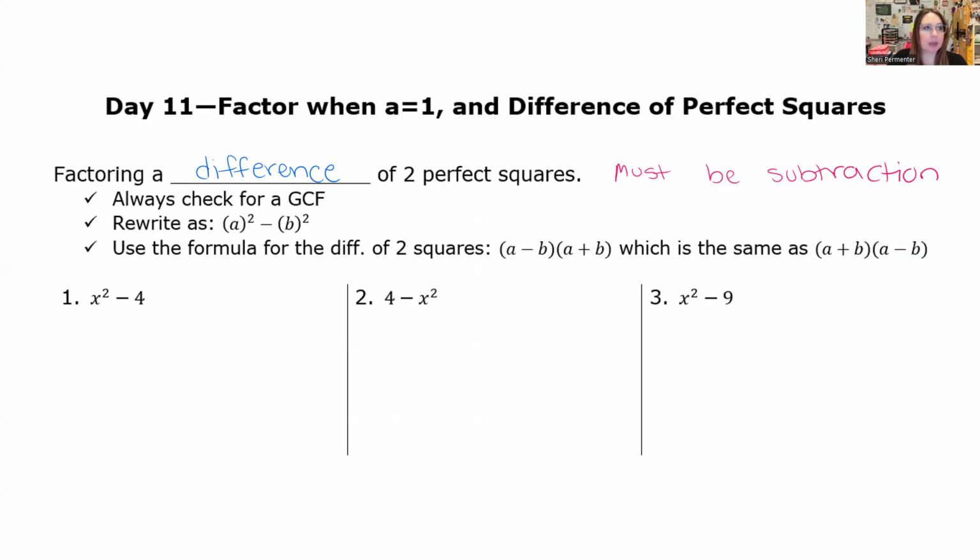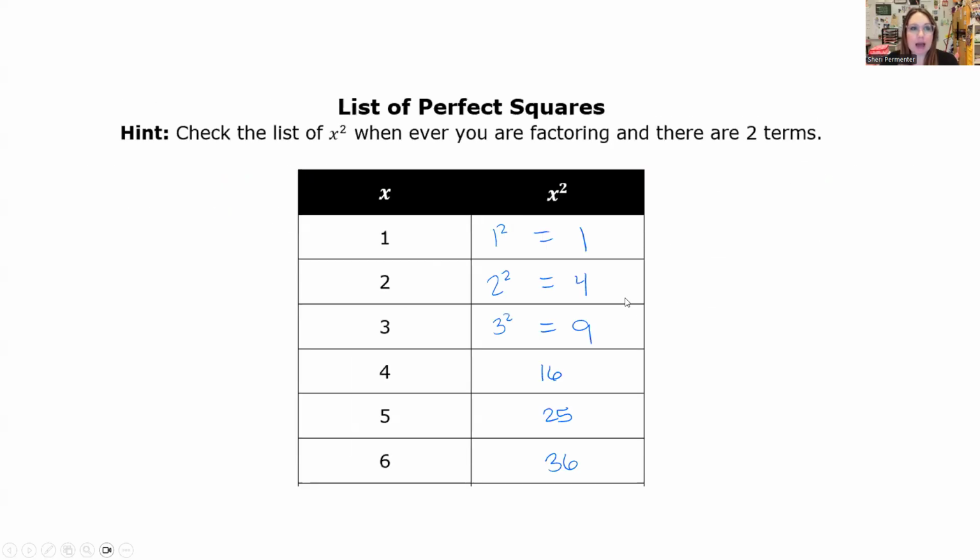So the first problem, and I want to see this step on everybody's paper. Do not go to the answer. You will not get full credit on your homework. So what I need to see is that you rewrite this as something squared. That one's already something squared, minus something squared. So 4 is not written as something squared, but you can use this chart on the back.